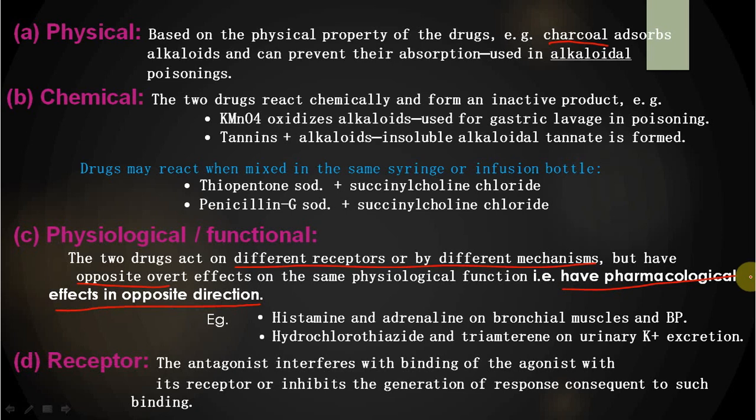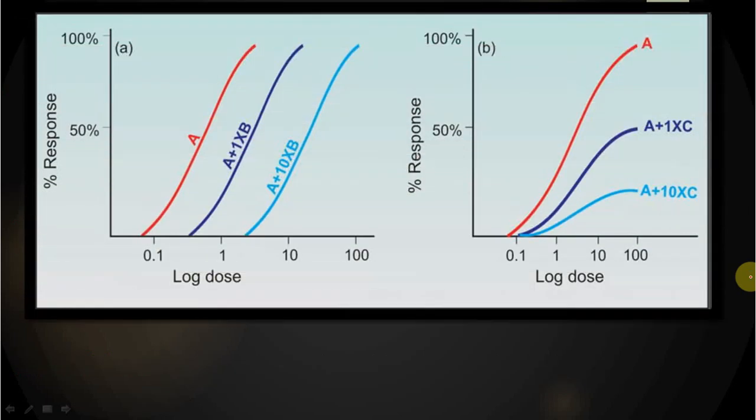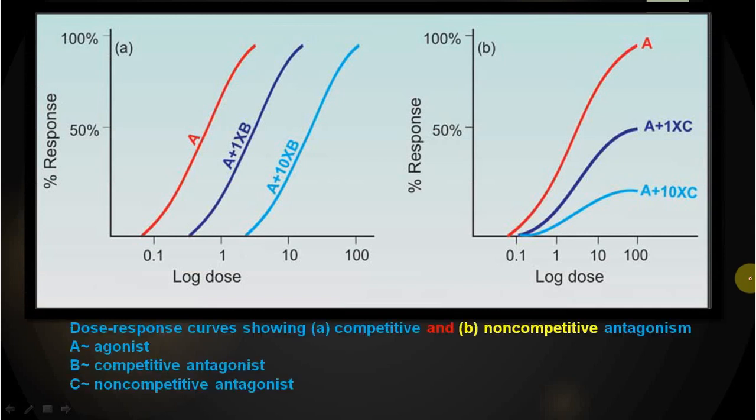Receptor, the antagonist interferes with the binding of the agonist with its receptor, or it interferes with the generation of response to such binding. These are dose response curves showing competitive and non-competitive antagonism, in which A is the agonist, B is the competitive antagonist and C is the non-competitive antagonist. The main thing that will come to your mind from this graph is in reference to what we have studied in drug potency and drug efficacy.